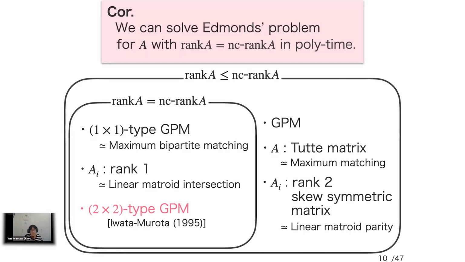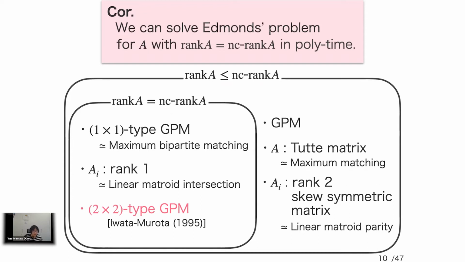Anyway, by their results, we can solve Edmonds' problem for a matrix A such that its rank and its non-commutative rank coincide in polynomial time, by solving the non-commutative Edmonds problem for A. So in general, the rank is strictly smaller than the non-commutative rank, but there are several classes of matrices such that its rank and non-commutative rank coincide.